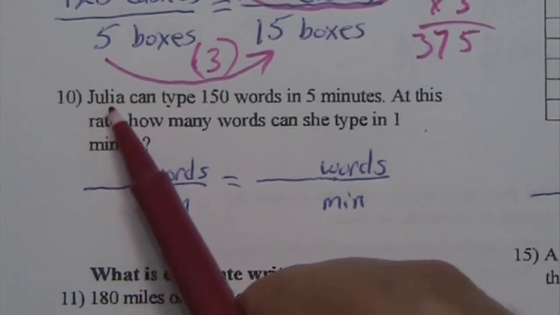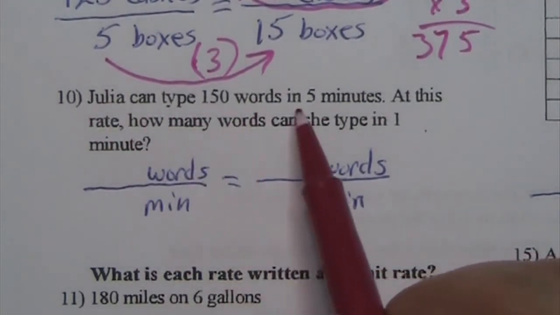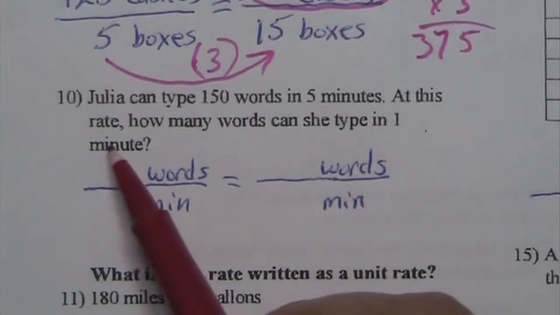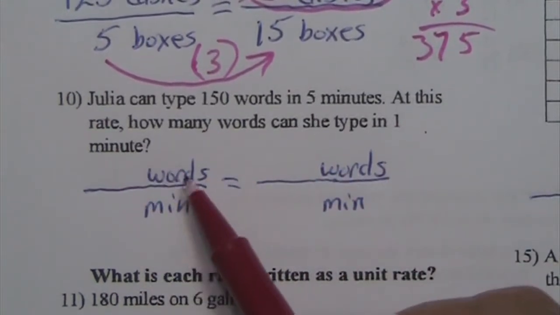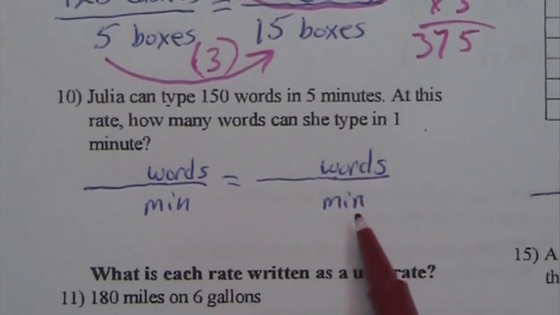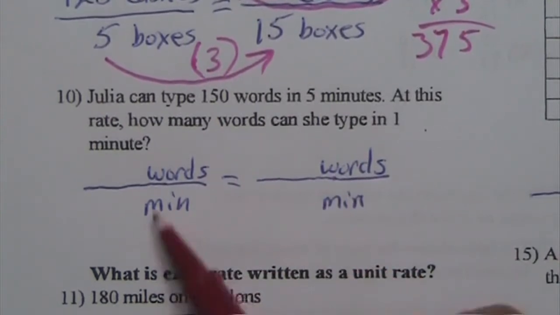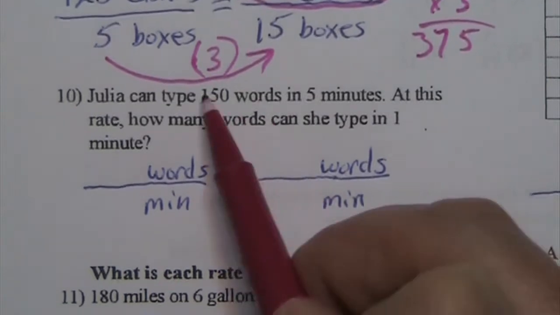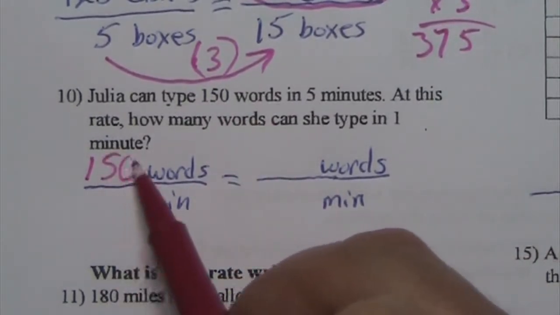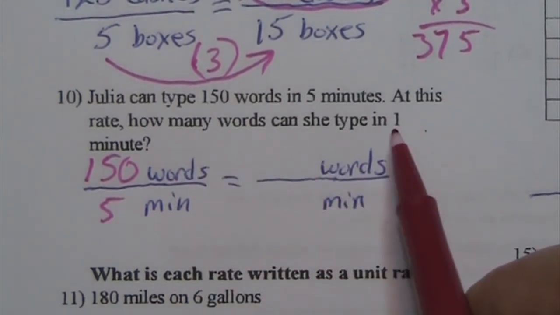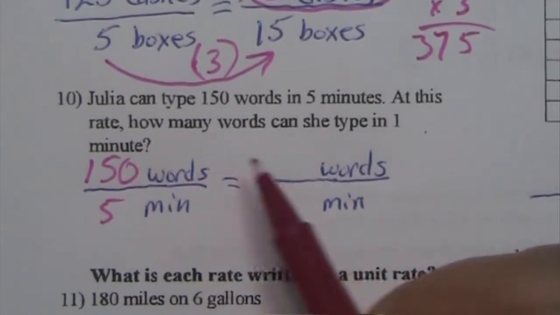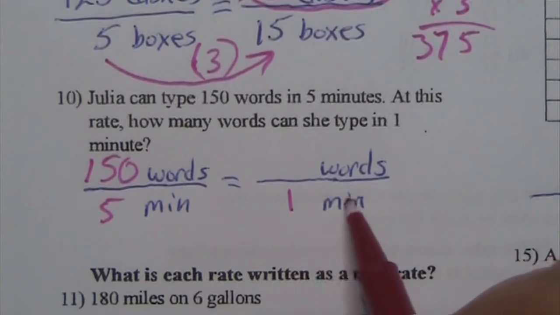Number 10. Julia can type 150 words in 5 minutes. At this rate, how many words can she type in 1 minute? So we have words, minutes, words, minutes. So that's how you have to set it up. And we have 150 words in 5 minutes. And we want to know how many words she can type in 1 minute.